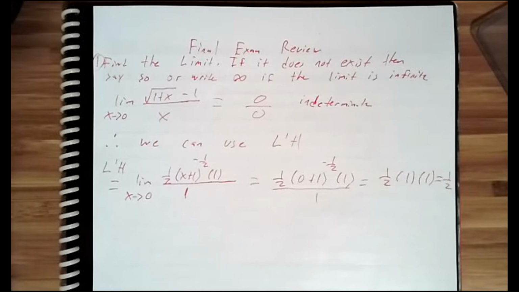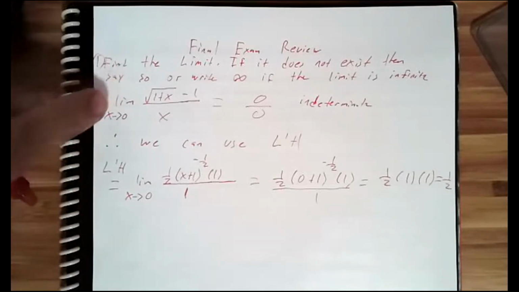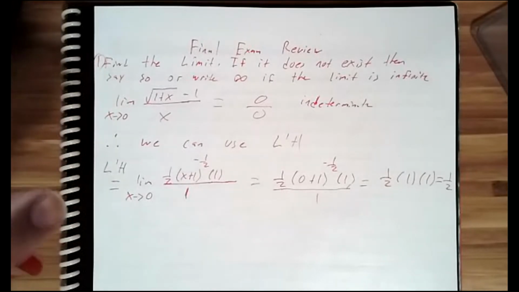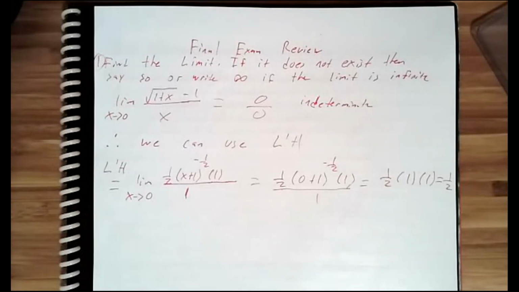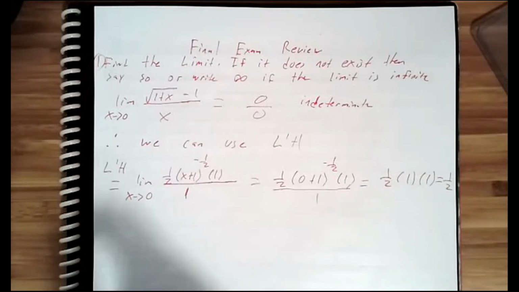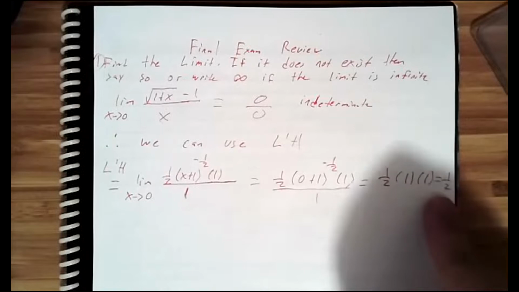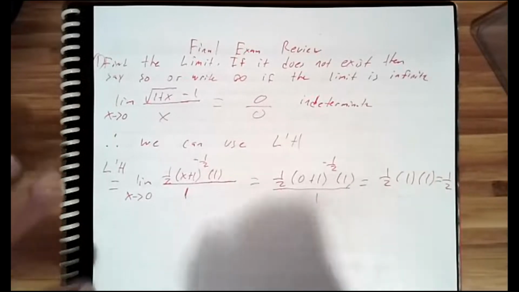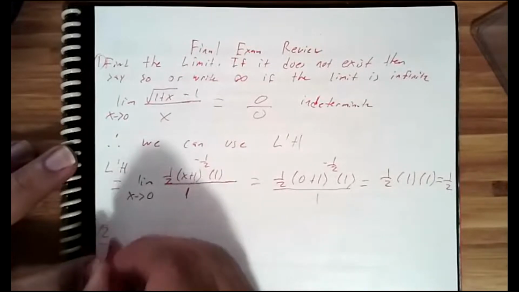So if you were to have used the conjugate or something like that, you would have got a 1/2 anyway. If you were to have used the estimating process where you plug in values closer and closer to 0, you remember doing that? You'll be approaching 1/2 from both directions. Any questions on number 1?